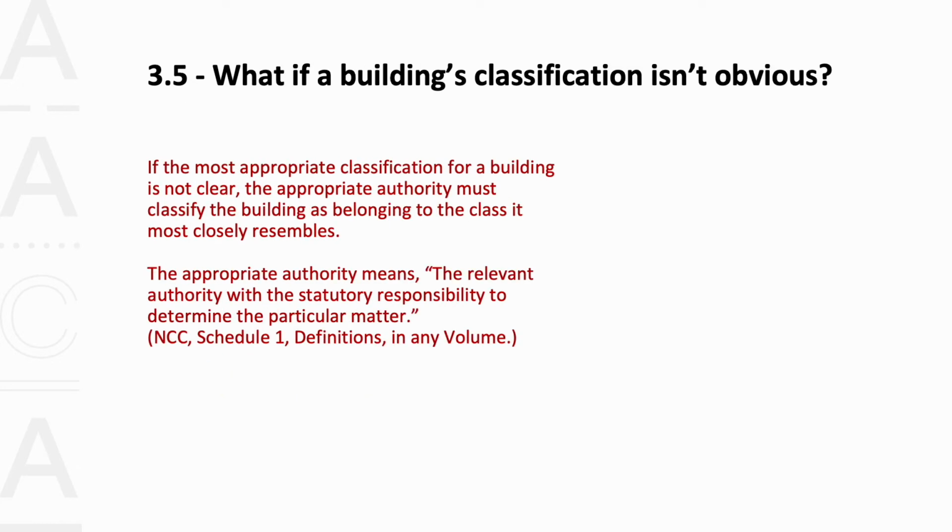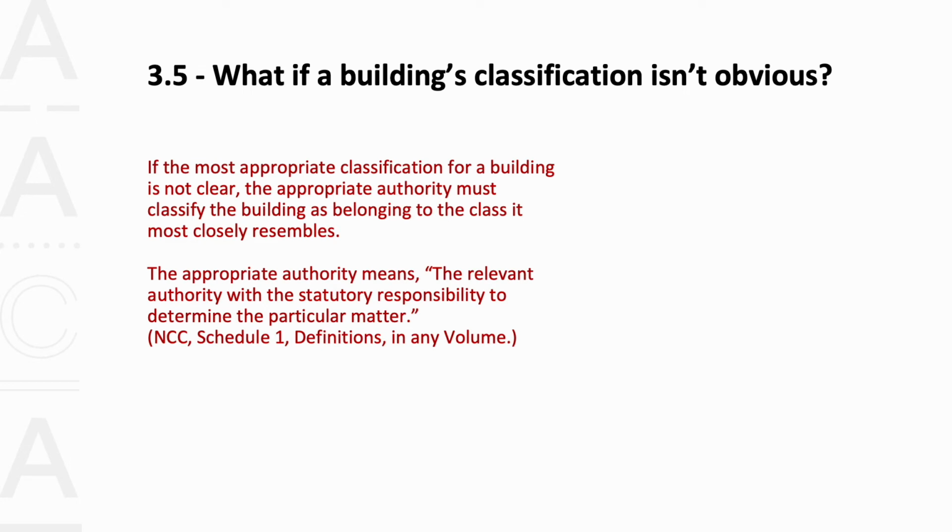But what if a building's classification isn't obvious? Building classification is a risk management issue. The risk associated with a building's intended purpose needs to be assessed so that the building can be classified appropriately and built to meet the most appropriate performance requirements.